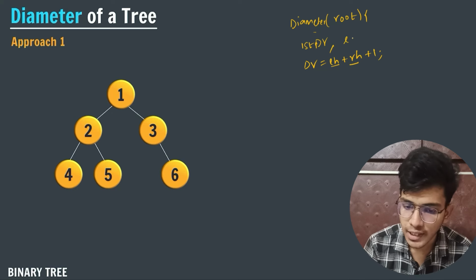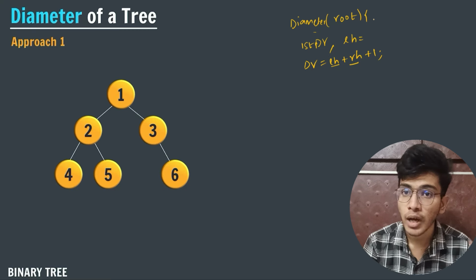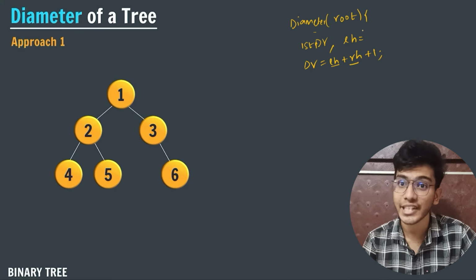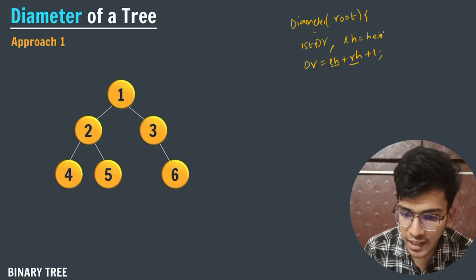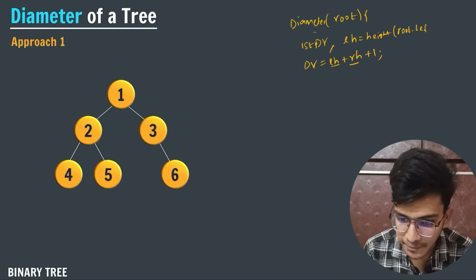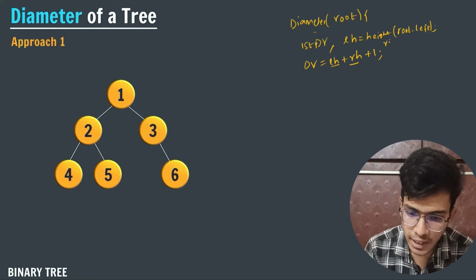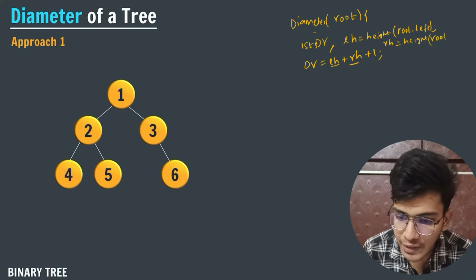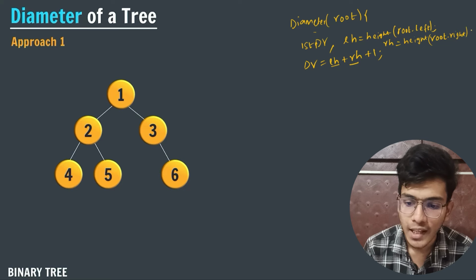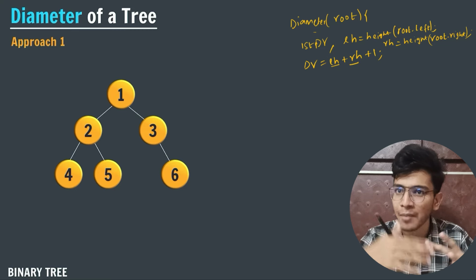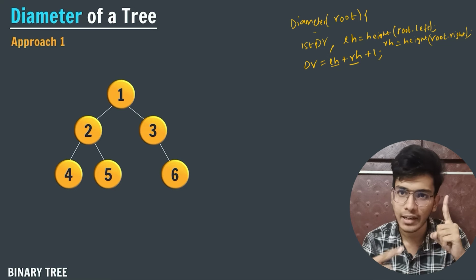So I will calculate left height is equal to, and in the previous lecture I have calculated the height of the tree. So I will call the same function height, and I will pass the left side of my tree, so root dot left. And similarly right height is equal to height, I will call the same function height and pass the right side of my tree, so root dot right. After calculating left height and right height, I can calculate my diameter through root. Now I have calculated diameter through root.